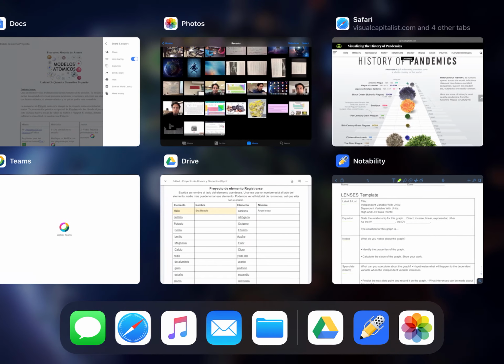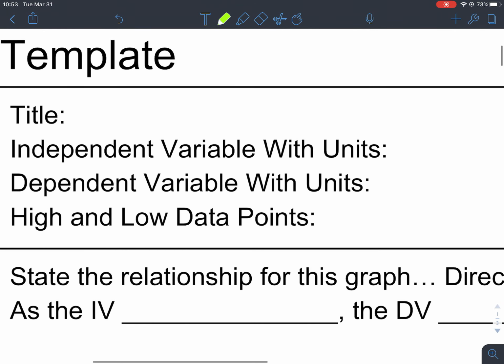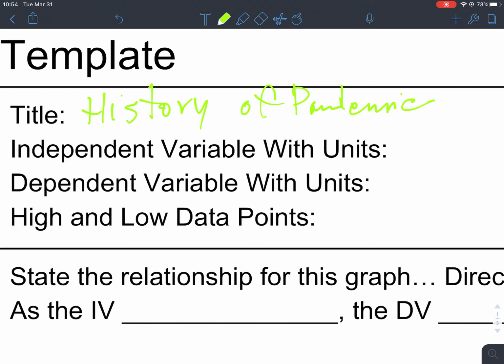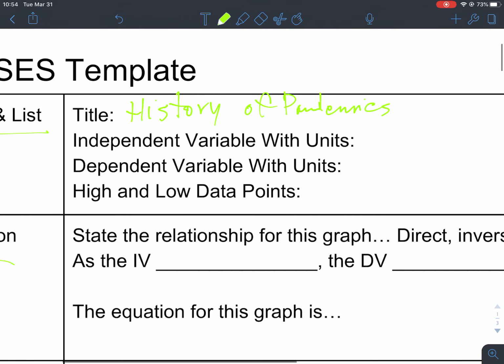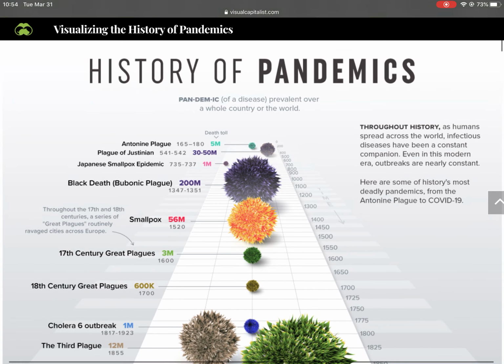If I go back to my LENSES template, I am going to try to find what is the title. And the title we know is History of Pandemics. All right, I'm sorry about my handwriting. So we're going to try to find in this particular one independent variables, dependent variables, high and low data points. So basically, let's look at this thing again and let's see what they have.